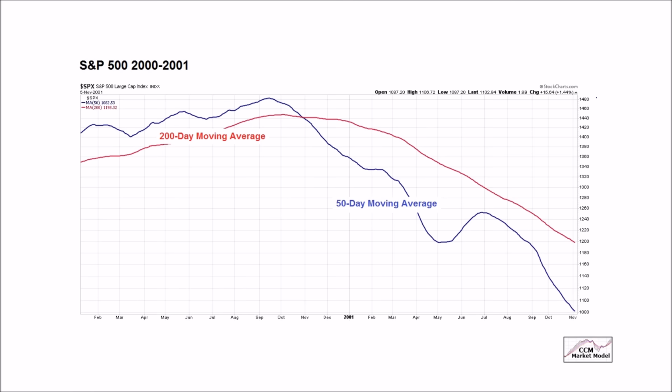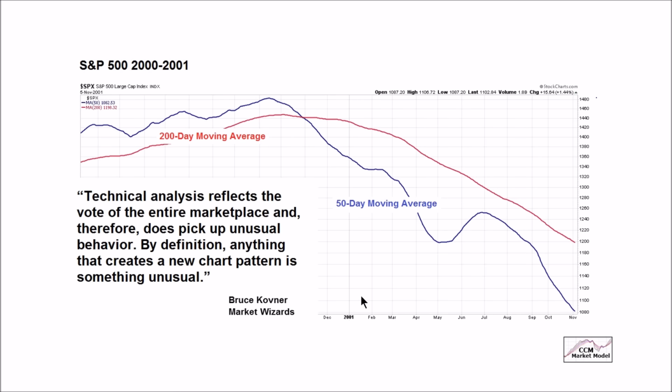As we know, markets rather than personal opinions set asset prices, and therefore the study of charts or technical analysis is helpful because technical analysis reflects the vote of the entire marketplace and therefore does pick up unusual behavior. By definition, anything that creates a new chart pattern is something unusual. Here's something unusual. This looks different than this. The left side of this chart looks different than the right side of this chart, and that will be a common theme in this video.